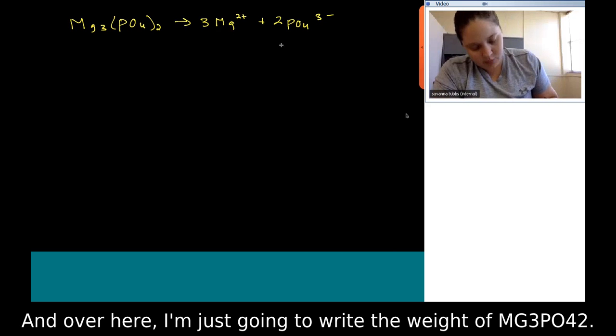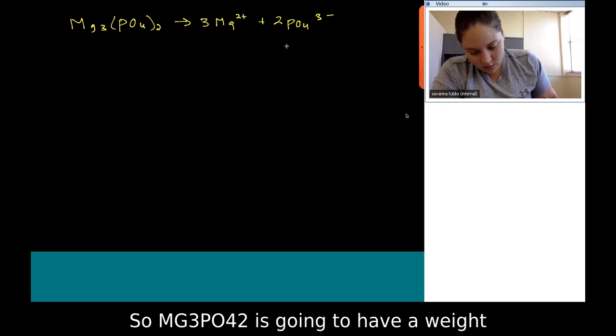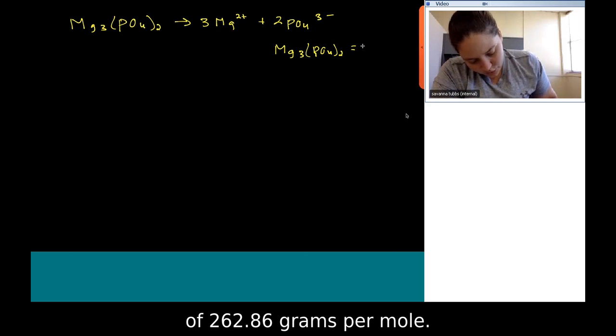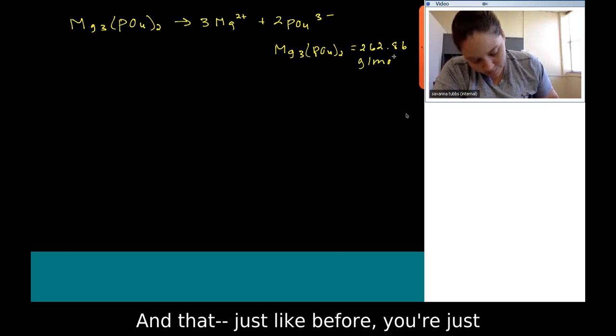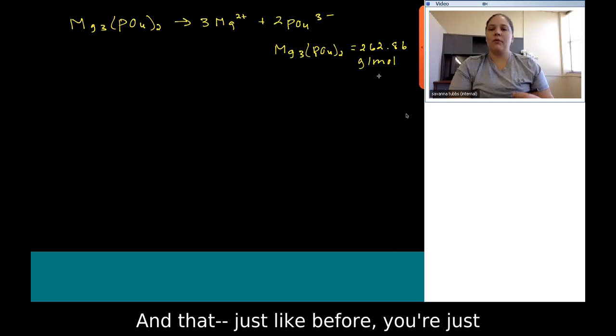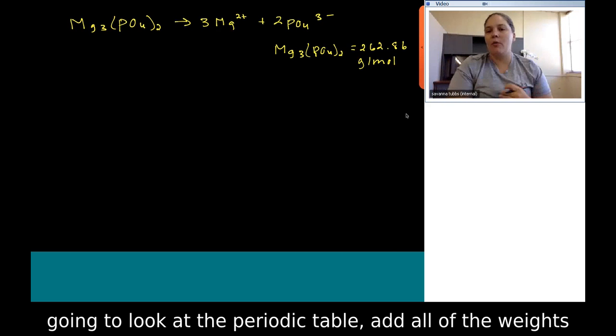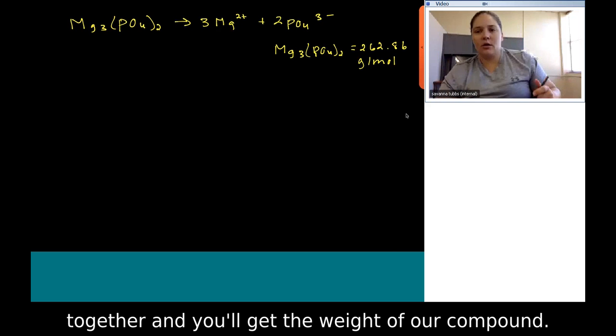And over here, I'm just going to write the weight of Mg3(PO4)2. So Mg3(PO4)2 is going to have a weight of 262.86 grams per mole. And just like before, you're just going to look at the periodic table, add all of the weights together, and you'll get the weight of our compound.